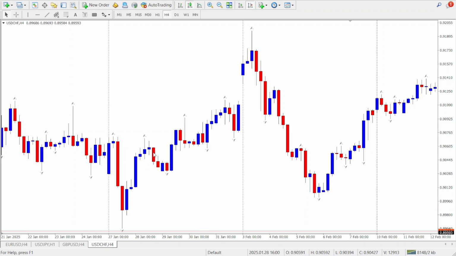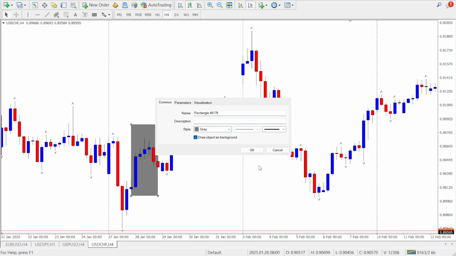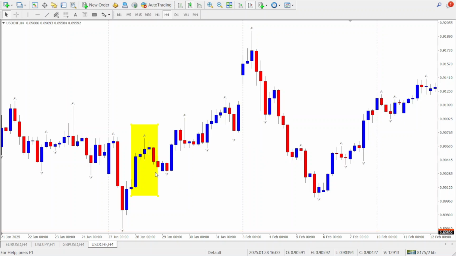1 2 3 4 5. Can you see this? This is just an example. I'm going to change the color of this rectangle so that we can see the fractal indicator. You can see that the fractal indicator appeared on the 3rd candle, because a bullish fractal forms when the middle candle has the highest high in a 5-candle sequence, signaling potential resistance. You can see there is a resistance around here.